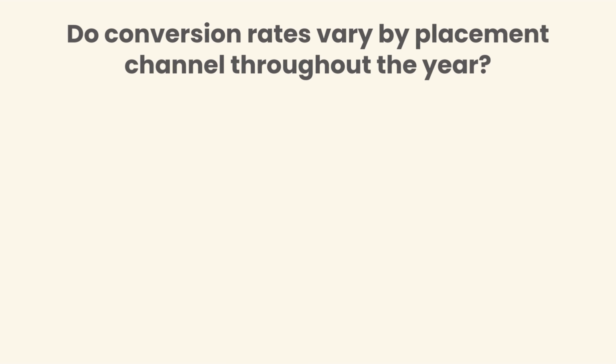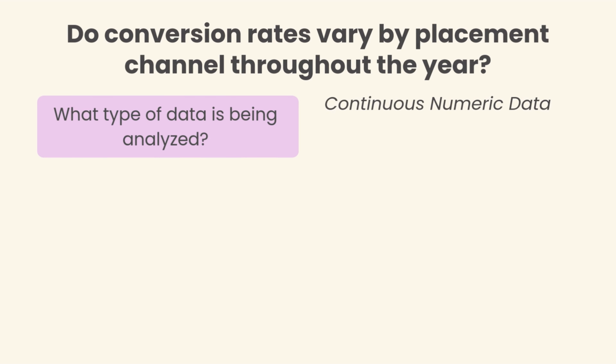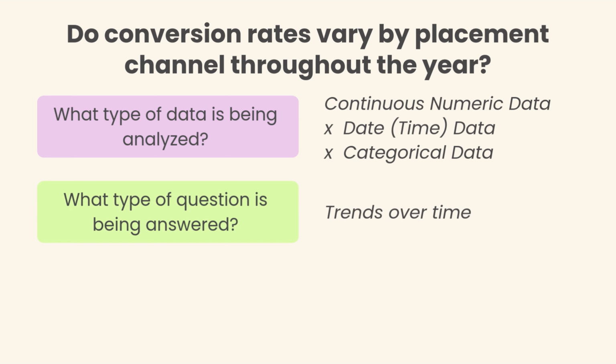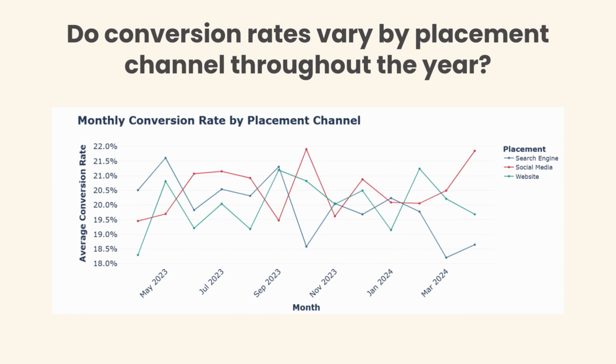Next, let's look to see if conversion rates vary by placement channel throughout the year. So here we want to visualize continuous numeric data, which is our conversion rates. We also want to visualize date data, like the time and the date of the conversion rate. And we also have an additional categorical variable, which is our placement channel. And we're answering a trends over time question. And for a trends over time question, a line chart is usually the best option.